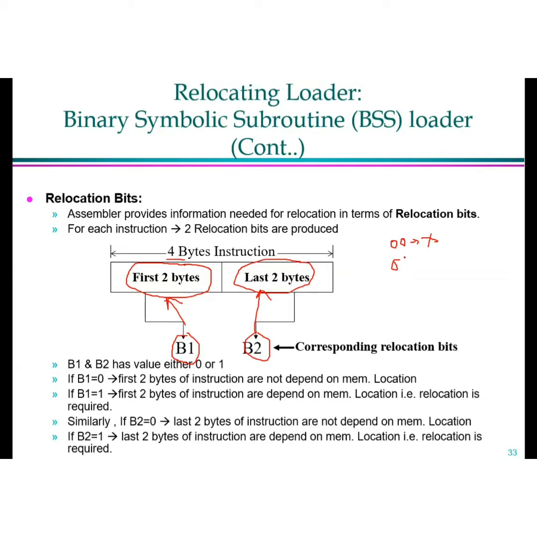If your first bit B1 is 0 and second bit B2 is 1, it represents that in the last 2 bytes you need relocation, and the first 2 bytes don't need relocation. If B1 is 1 and B2 is 0, it means the first 2 bytes of data need relocation, but the last 2 bytes don't. And 11 means both the first 2 bytes and the last 2 bytes need relocation, so the entire 4 bytes of data need to be relocated. This is how you will be able to identify where relocation is required using relocation bits. So it is helping you for relocation purposes.